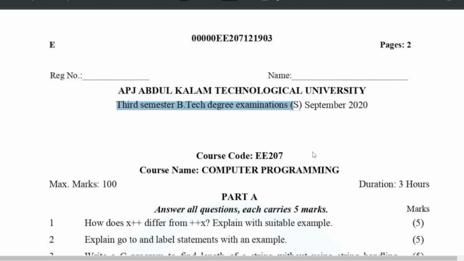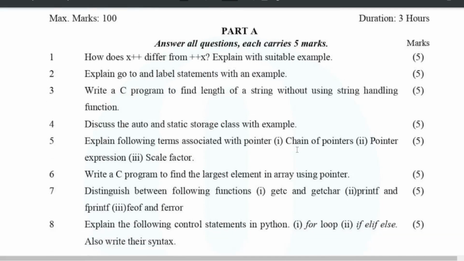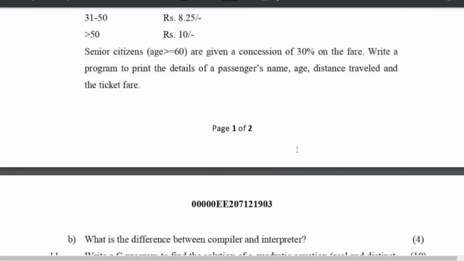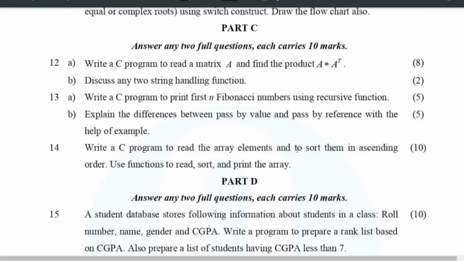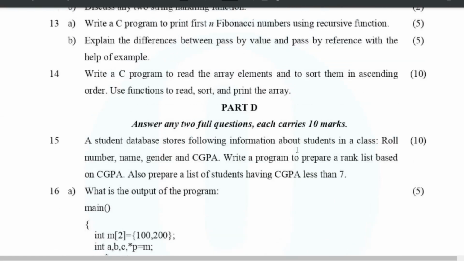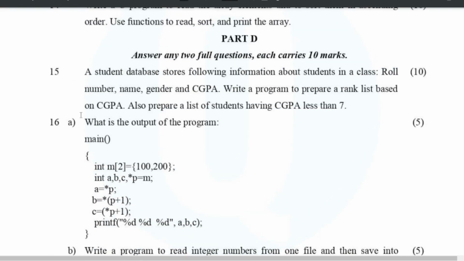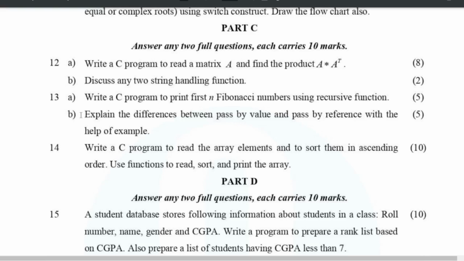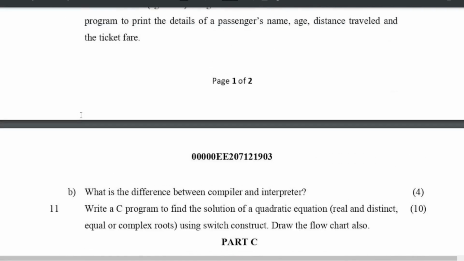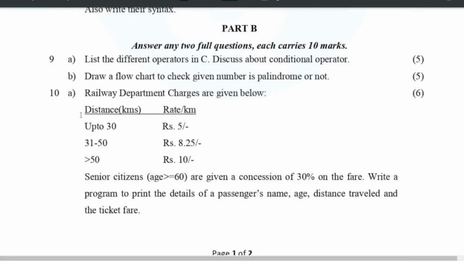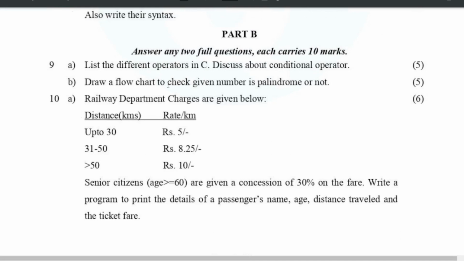So the question paper consists of four parts: Part A, Part B, Part C, and Part D. Part B, Part C, and Part D each consist of three questions, each carrying 10 marks. We have one choice question for Part B, Part C, and Part D. If the student answers all three questions in any part, the best two answers will be considered.